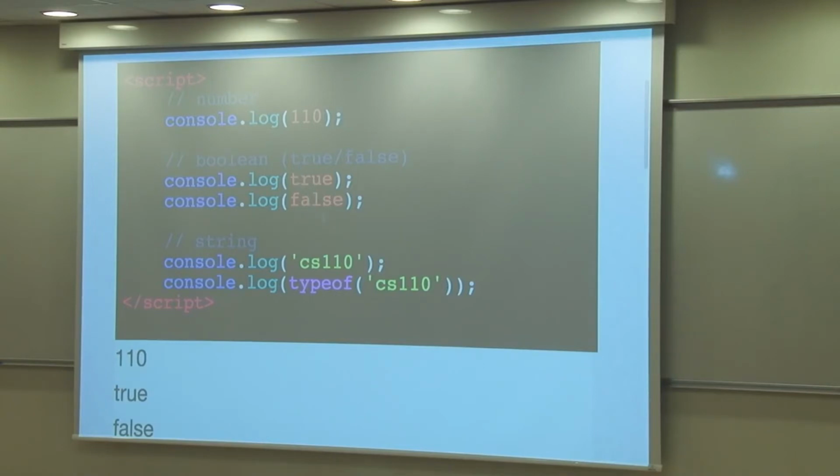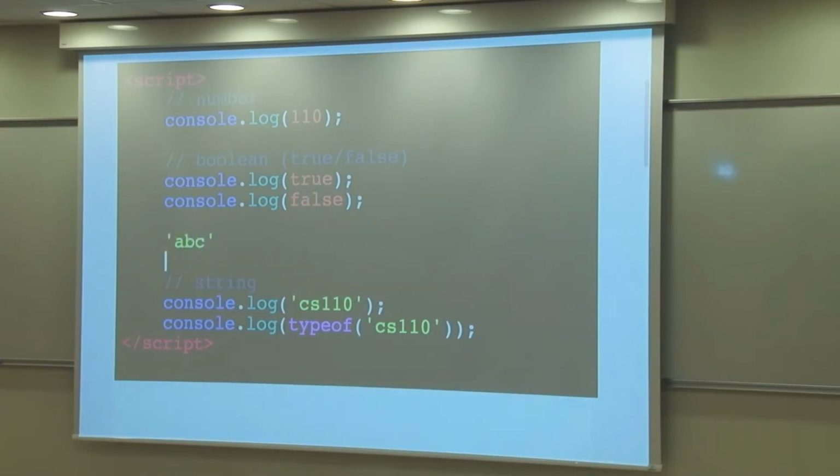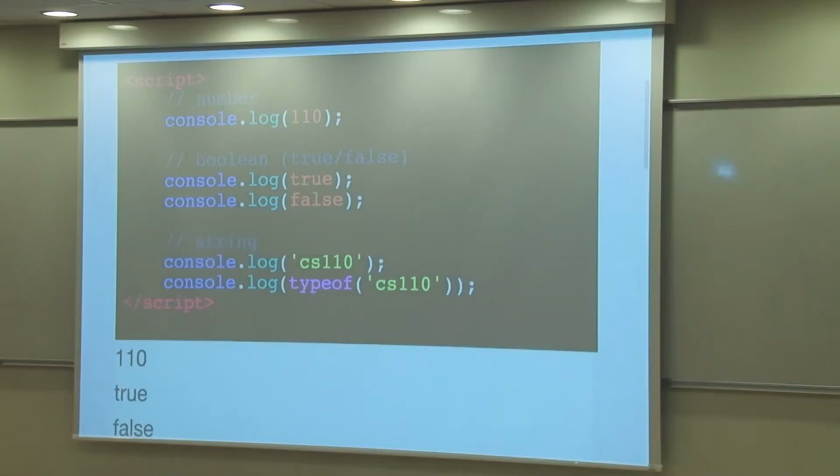There are two ways to create a string. You can use single quotes like this, ABC. There, that's a string. Or you can use double quotes like that. Both of these will make a string, text, if you will. So in this case, I'm printing the text CS110.